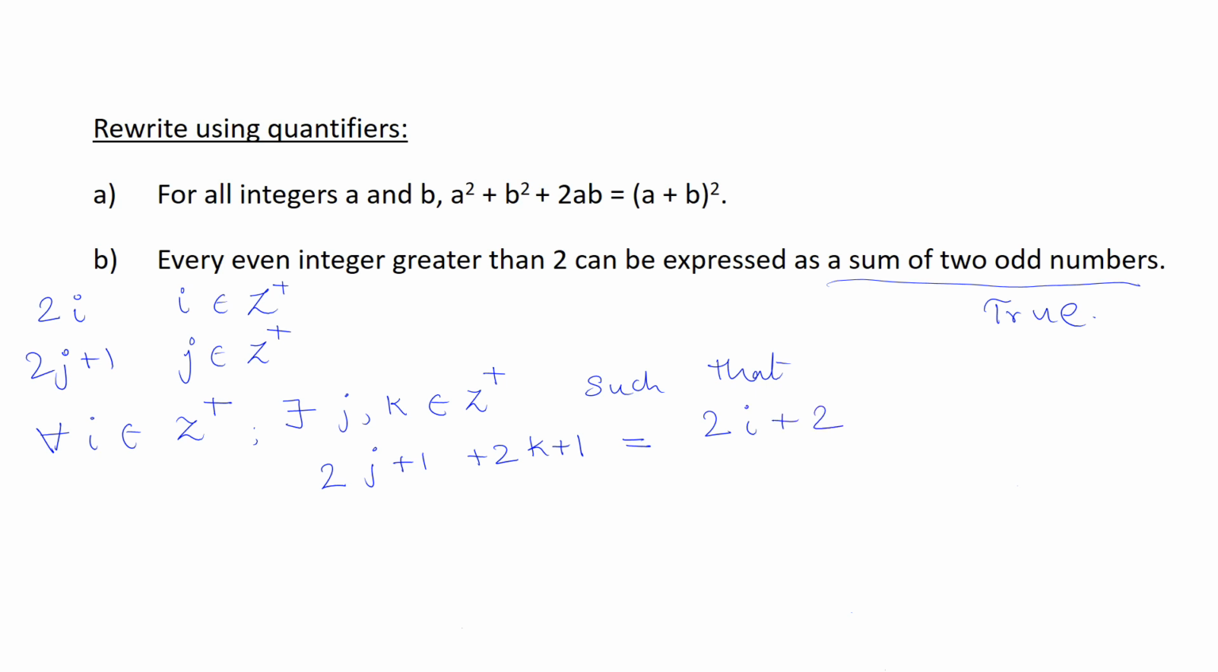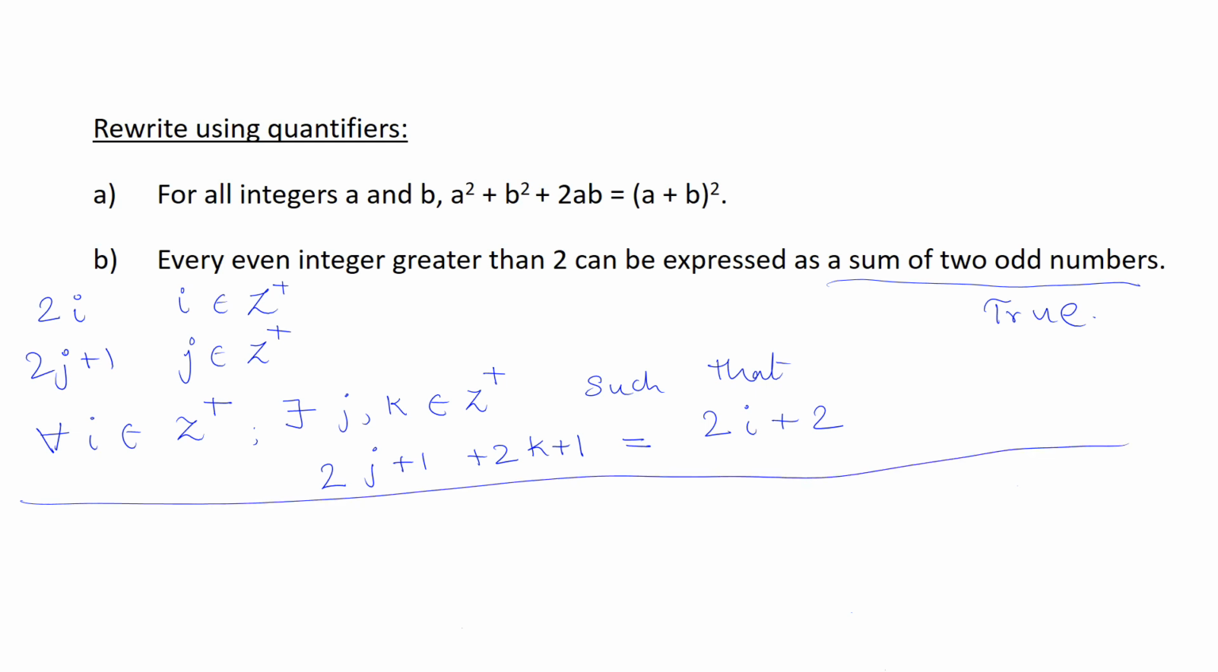So in particular, if i is 1, then I'm going to get 4. If i is 2, I'm going to get 6, and so on. So I'm able to make a statement about all even integers greater than 2. Okay. So here's the final statement. For all i in Z plus, there exists j and k in Z plus such that 2j plus 1 plus 2k plus 1 is equal to 2i plus 2. And this is the way we mathematically write the statement: every even integer greater than 2 can be expressed as a sum of two odd numbers.